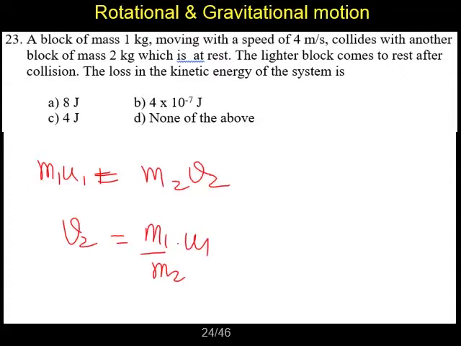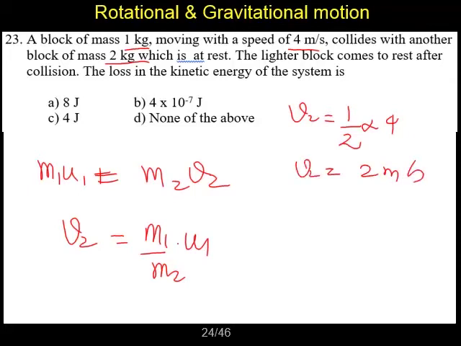So what is v2? m1 is given as 1 kg, m2 is 2 kg and u1 is 4 meters per second. So v2 is 2 meters per second.